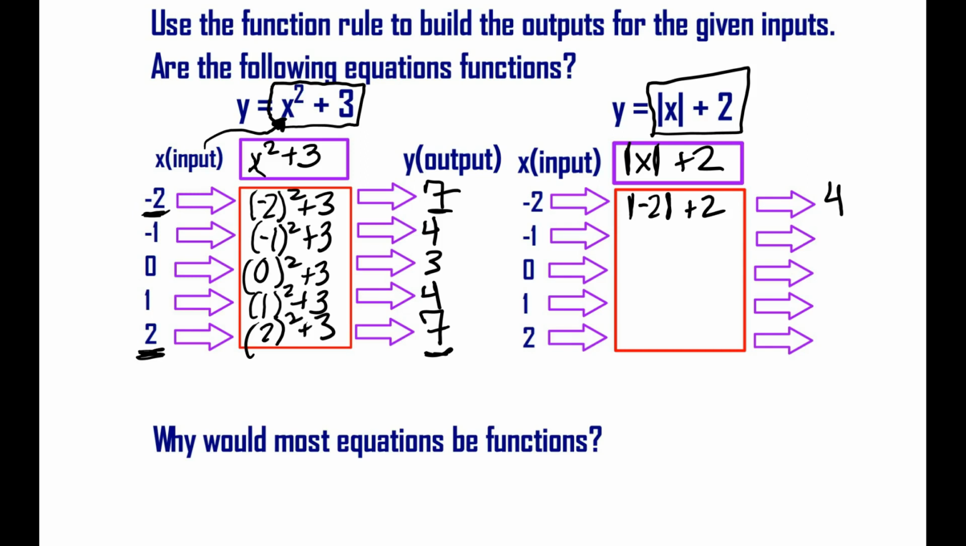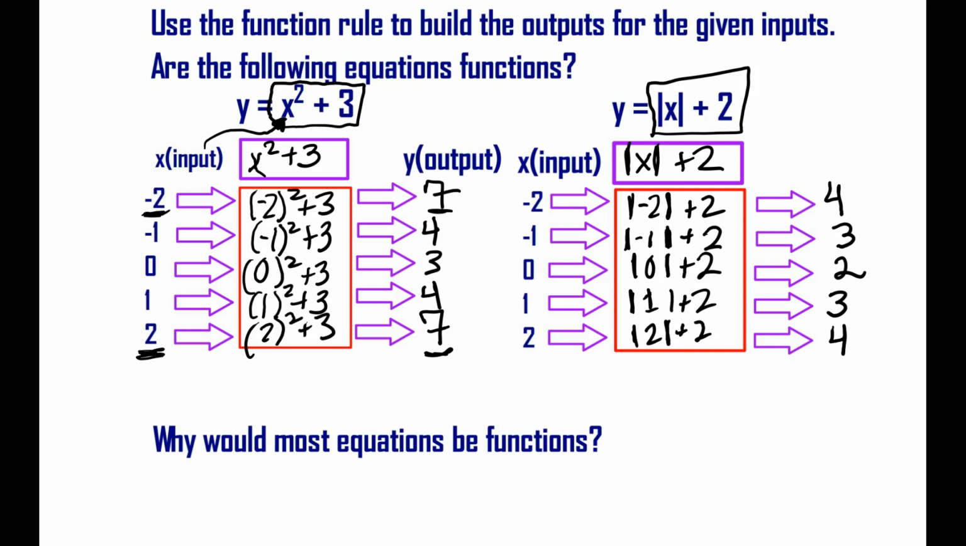2 plus 2 is 4. The absolute value of -1 is 1 because -1 is one place away from 0. Therefore, the absolute value of -1 plus 2 is 3. Absolute value of 0 is 0 because 0 is 0 places away from 0. So absolute value of 0 plus 2 is 2. Absolute value of 1 plus 2, 1 is 1 place away from 0. 1 plus 2 is 3. Absolute value of 2 plus 2, 2 is 2 places away from 0. 2 plus 2 is 4.